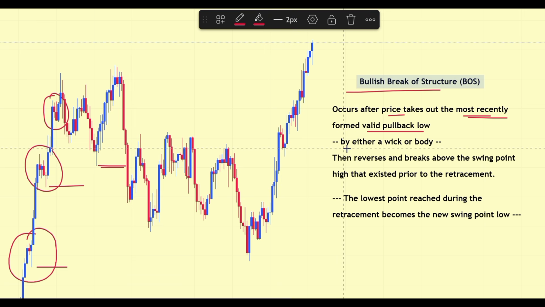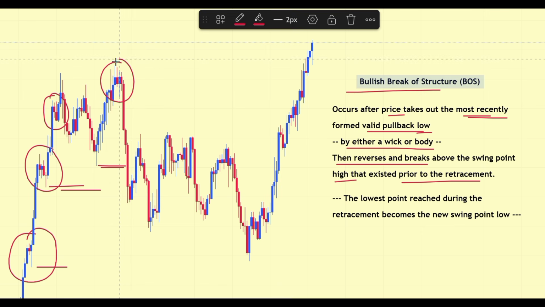We can clearly see right here, we say that by either a wick or a body. So this takeout of the recently formed valid pullback low can either be by a wick or body. And you can clearly see in this case, it was by a body. Okay, so then price reverses and breaks above the swing point high that existed prior to the retracement. So you can clearly see on this chart that after price has taken out the recently formed valid pullback low, price continued lower, took another low, but eventually, as you can clearly see, it reversed back and broke past this swing point high that existed prior to the retracement.